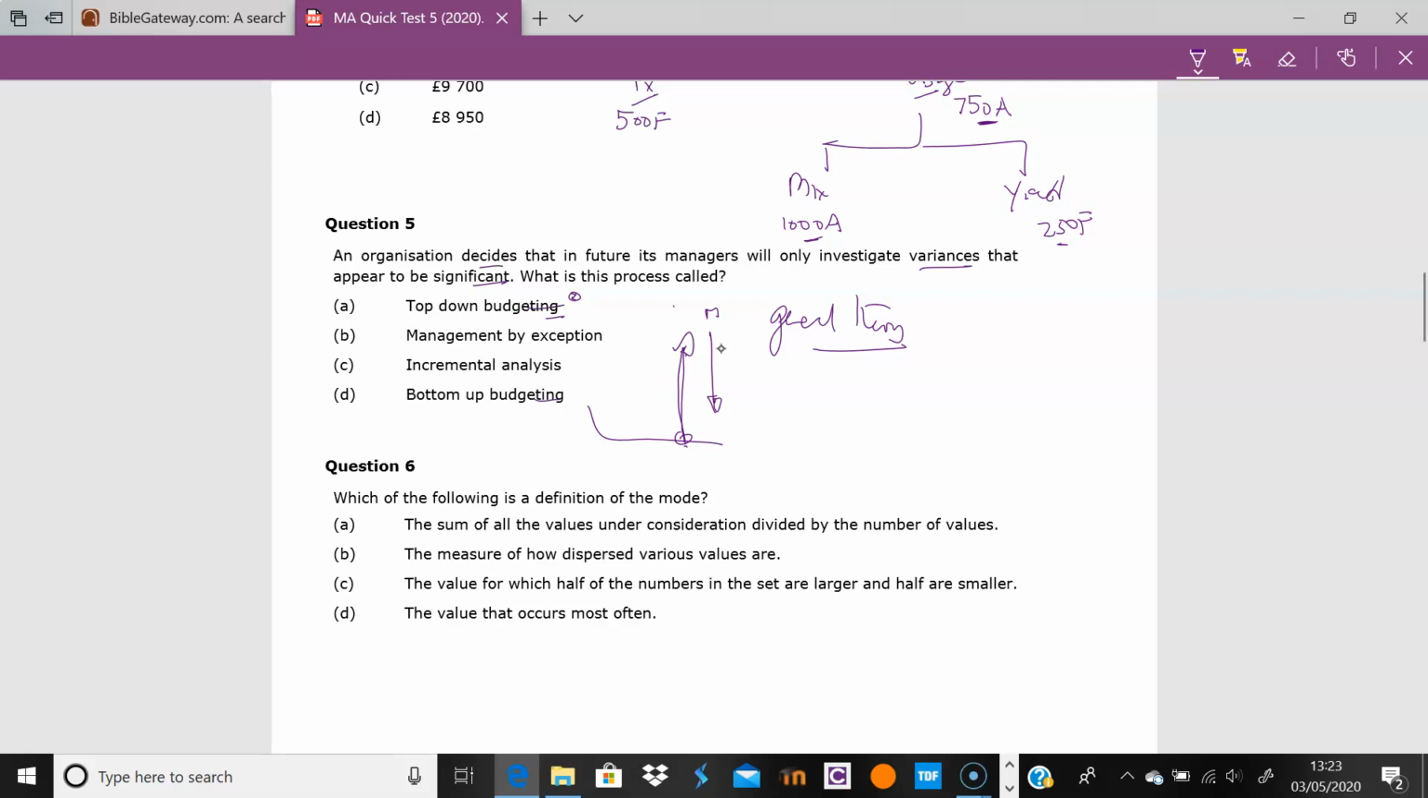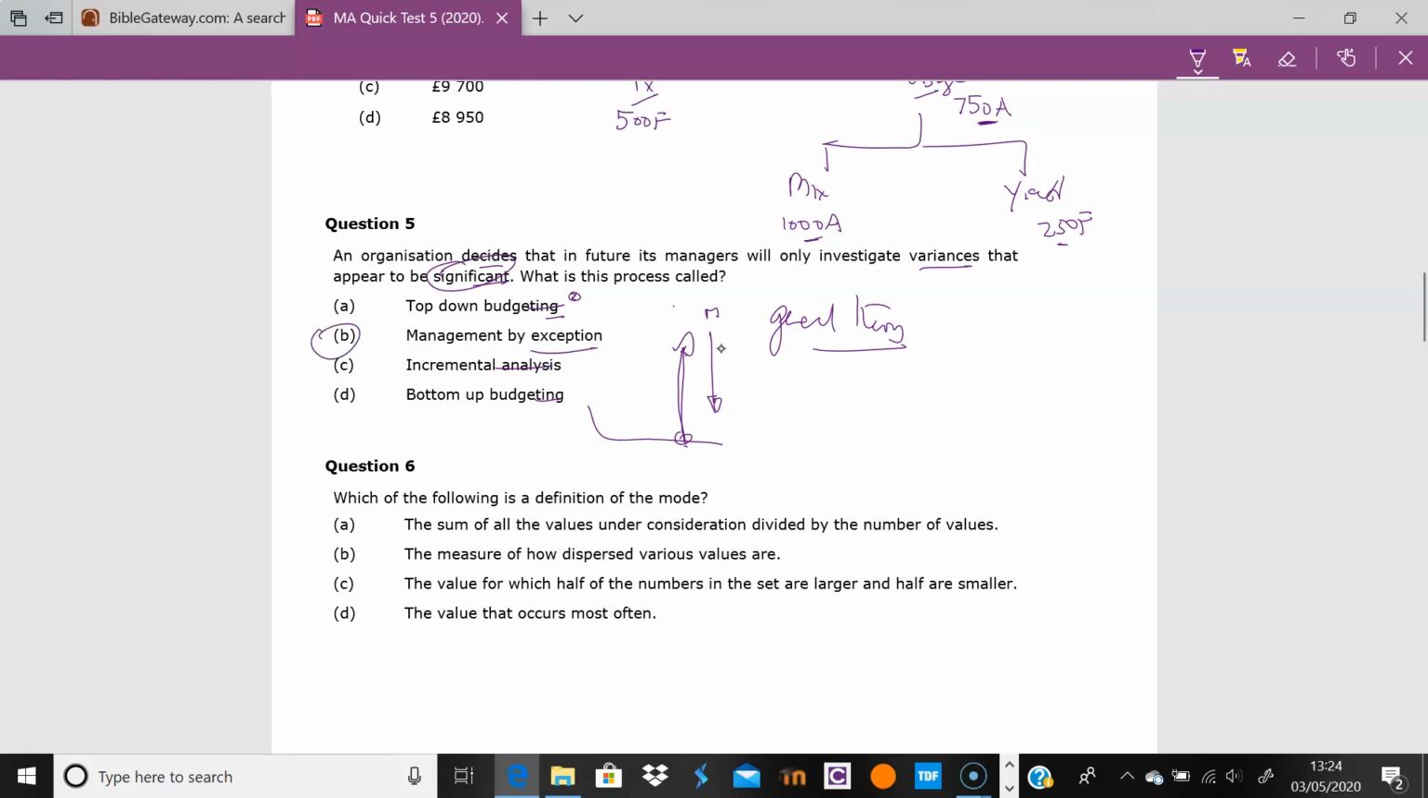And incremental analysis, we know that we're saying that incremental budgeting is just increased by inflation what happened last year on this year. So really this is what's referred to as management by exception, if you like, focusing on the significant. Great, so the answer here is B.